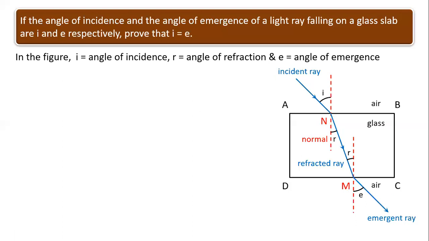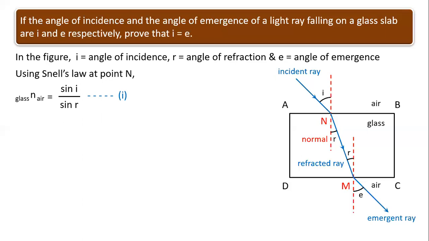So now what I will do is I will apply Snell's law at point N. Now using Snell's law at point N, I hope you all can recall what Snell's law is. Sin I upon sin R is equal to the refractive index. Now here light is traveling from air to glass. So it will be the refractive index of glass with respect to air, which will be equal to sine of angle of incidence upon the sine of angle of refraction. Children, let me call this equation 1.